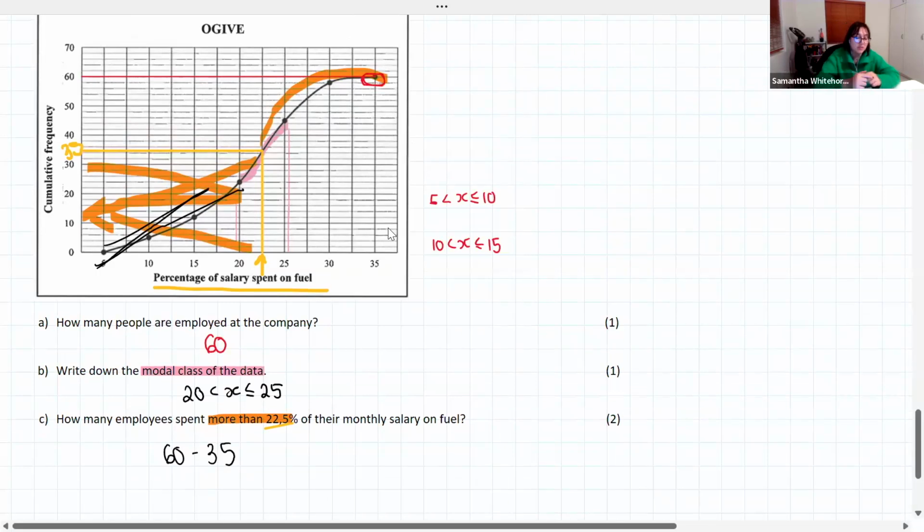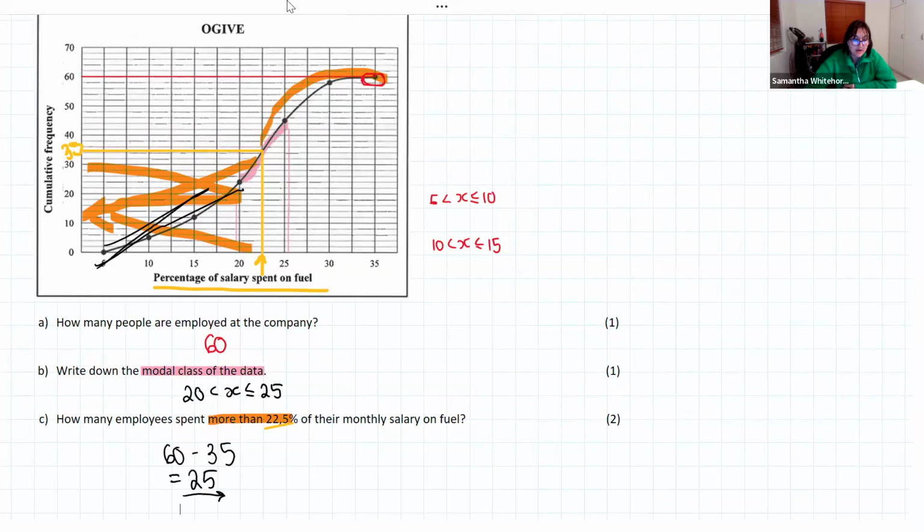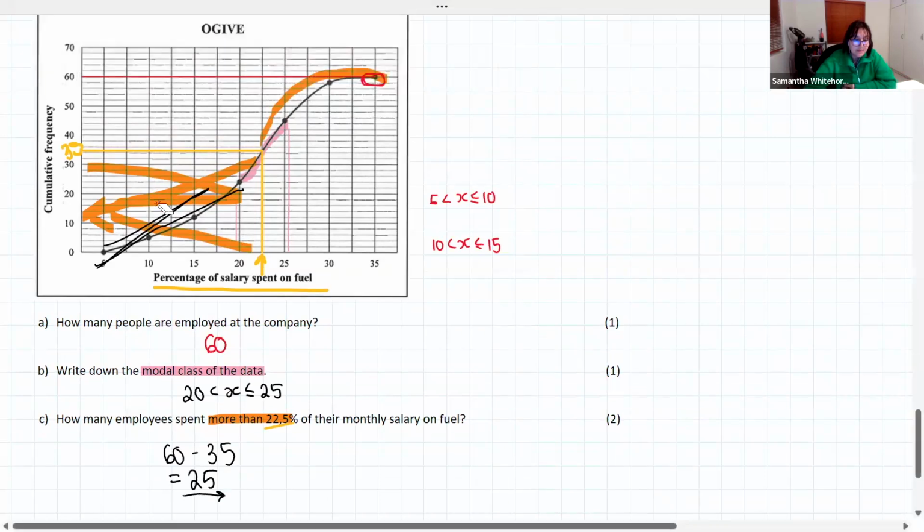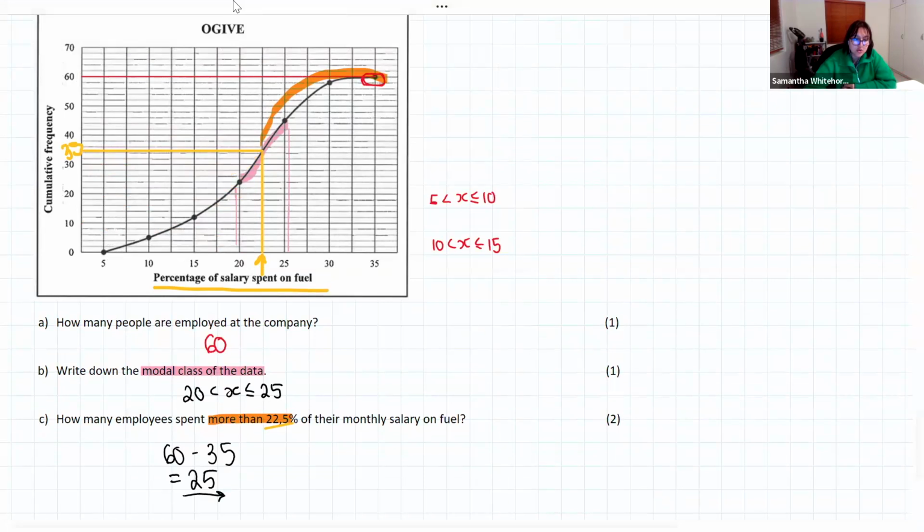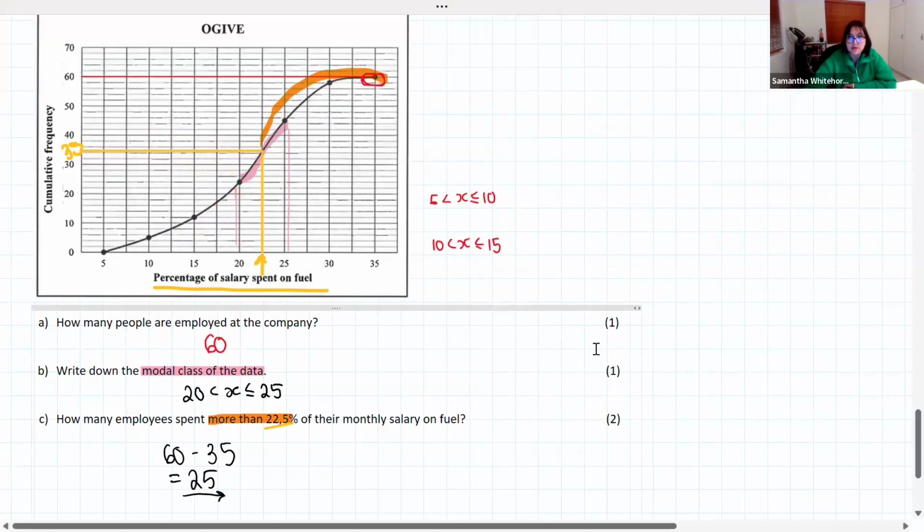Particularly questions like this where it asks you how many spend more or less or do more or less, whatever the case is, because 90% of the time, it's going to require you to read off the value exactly like we did, but then it is going to expect you to go and do a subtraction. So make sure you do read your questions carefully and you do actually answer what's been asked of you.